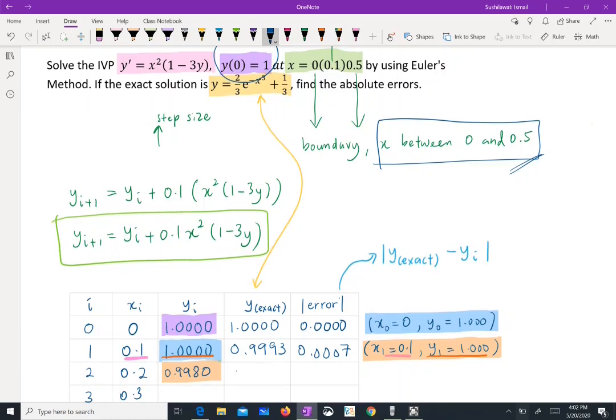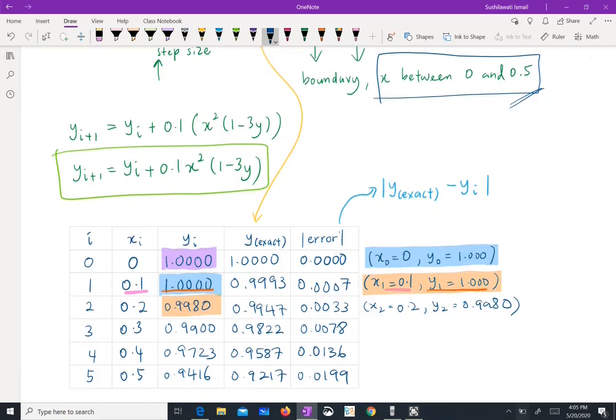Then calculate the y exact: insert the value of x2, which is 0.2, into the yellow highlighted formula. You will get 0.9947 with the error 0.0003. And now you have x2 equal to 0.2 and y2 equal to 0.9980. Use this data to get the value on the following row. Complete until finished. And now we have the approximation data for our ordinary differential equation.